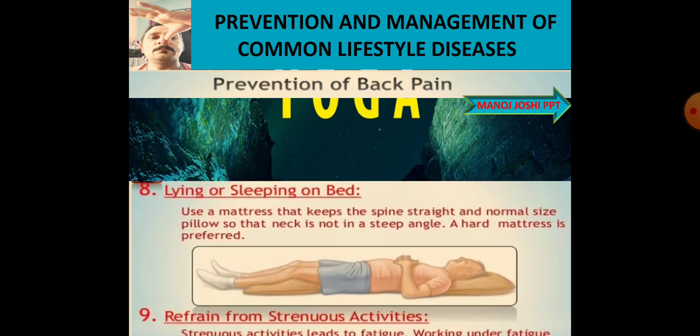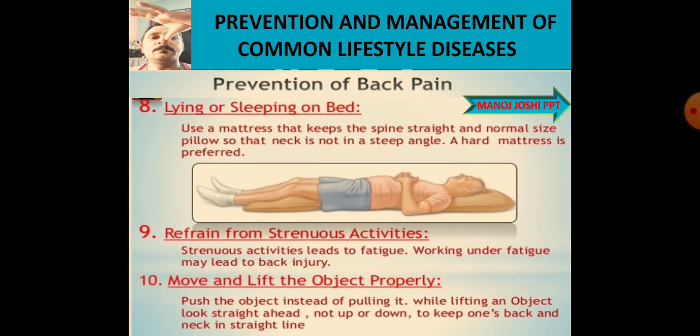Another prevention, then we can see laying or sleeping on bed. How we should lay down, or how we should sleep over the bed. Use a mattress that keeps the spine straight and a normal size pillow, so that the neck is not at a steep angle. A hard mattress is preferred. People mostly use heavy and larger size pillows, which make a steep angle at the neck, in which the neck drops forward, which disturbs the curves of the spine, and that may lead to back pain problems.